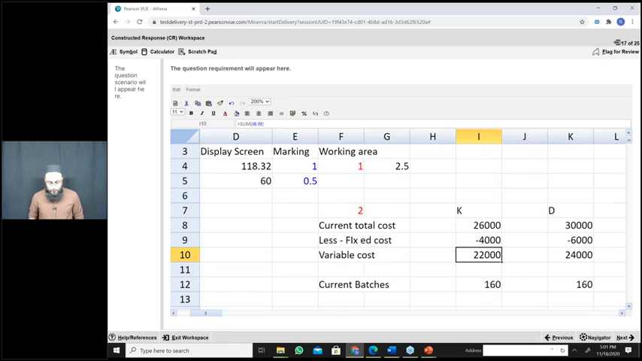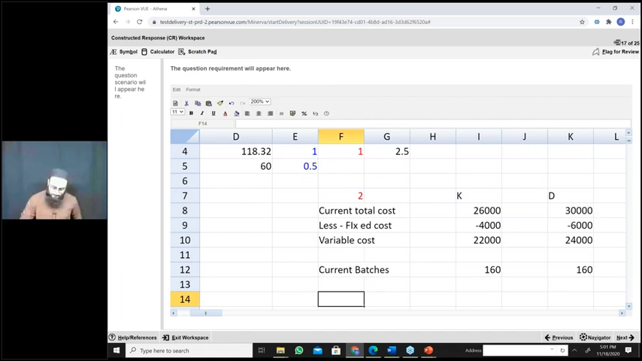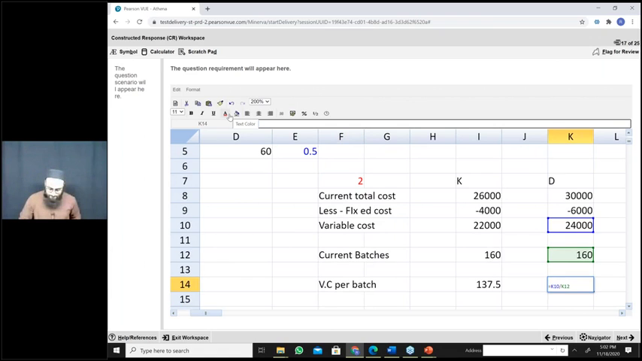So variable cost is dependent on number of batches here. So let's calculate variable cost per batch. How to calculate this? Simple. 22,000, the variable cost that relates to 160 batches.